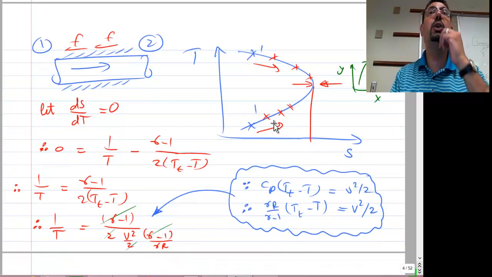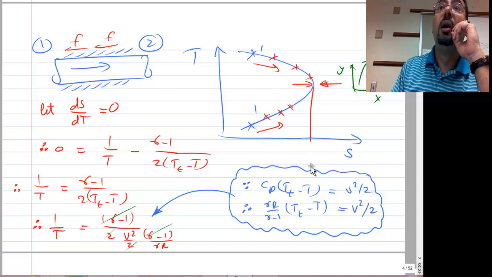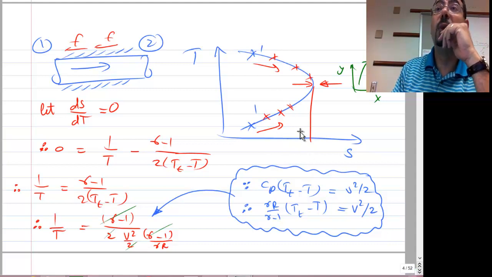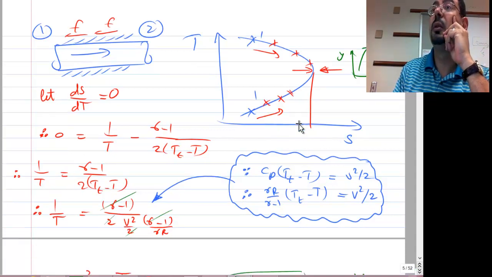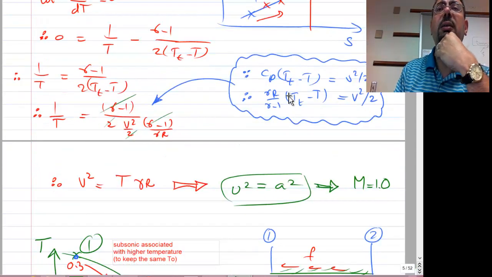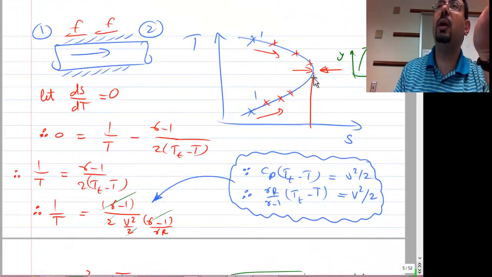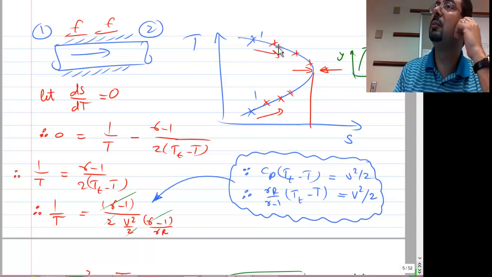Now, which one is supersonic and which one is subsonic? Top is supersonic, bottom is subsonic. No, the opposite. The bottom is supersonic and the top is subsonic. How can we tell? Are you thinking this is an oblique shock wave chart or what? Why are you saying the top is supersonic? Why?